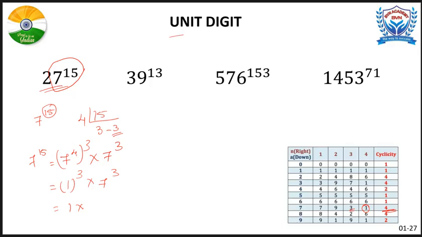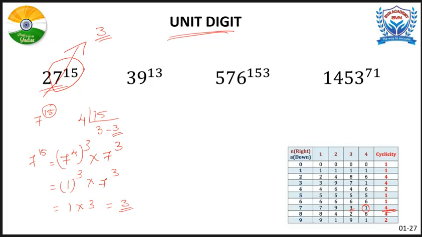That is, we are only talking about the unit digit. Please remember, we are only bothered about the unit digit. So 7 to the power of 3 is 3. So write down 3 here. So 1 into 3 is 3. Hence, the answer for 27 to the power of 15, the unit digit, is 3. It is as easy as this to solve problems on unit digit.